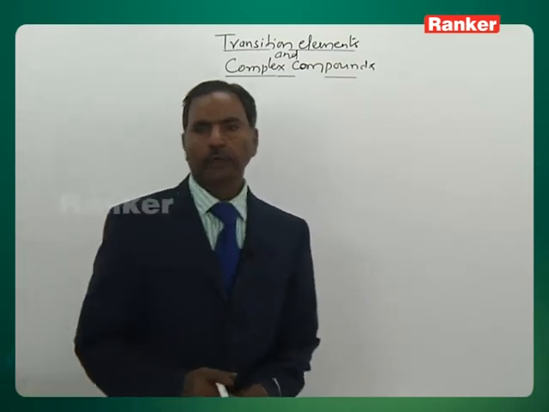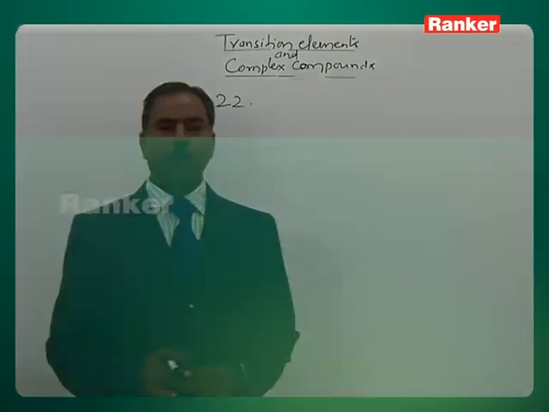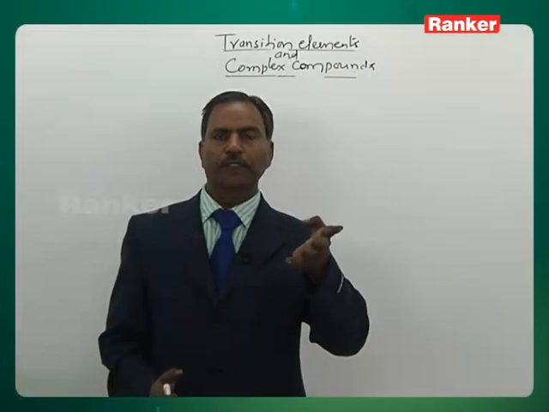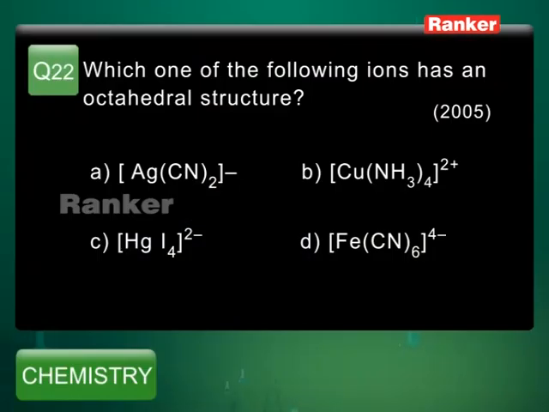Question number 22. Which one of the following ions has an octahedral structure? Among the given, let us see. Octahedral structure means the coordination number should be 6. Option A, Ag(CN)2, and option B, Cu(NH3)4, have coordination number 4. Coordination number 4 may be square planar or tetrahedral.